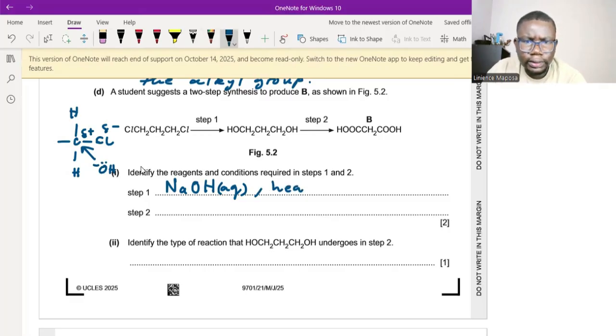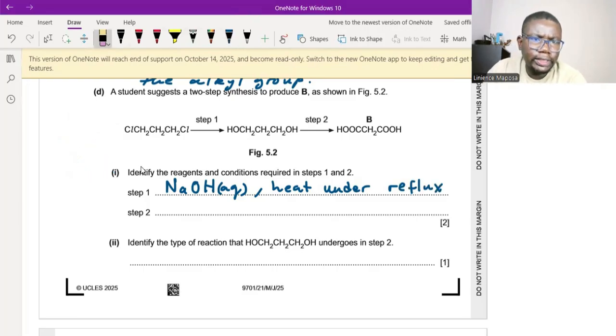Heat under reflux. Why do you need to heat under reflux? Because of the halogenoalkane. Those things are volatile, so you don't want them to escape. So you heat under reflux, you achieve your substitution.